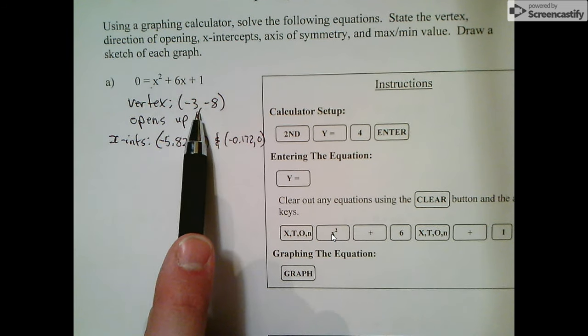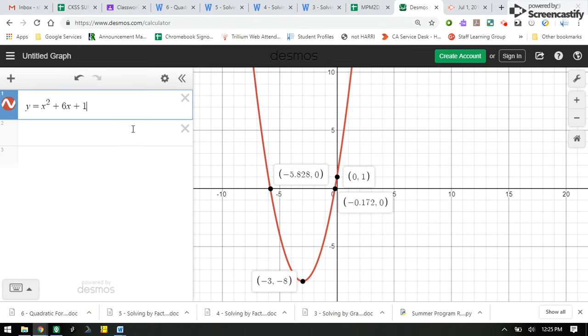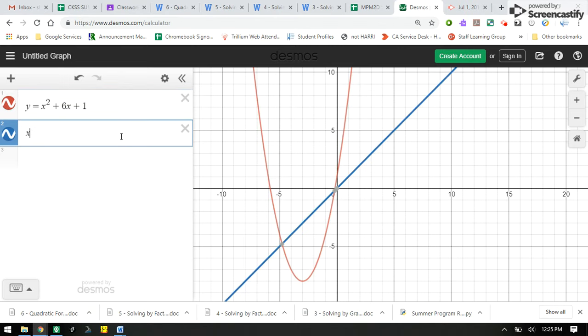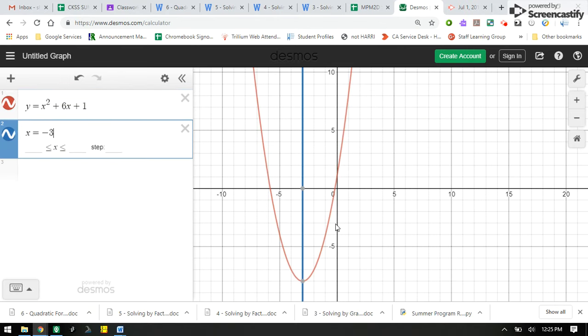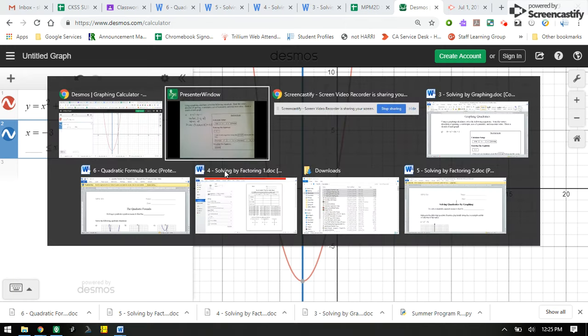The axis of symmetry is always going to be the x-coordinate of the vertex. So it's x equals -3. And we can even test that in Desmos if we want. We go to a new bar, we write x equals -3. And see, it just drew the axis of symmetry for us. Isn't that lovely? I can tell you're impressed.